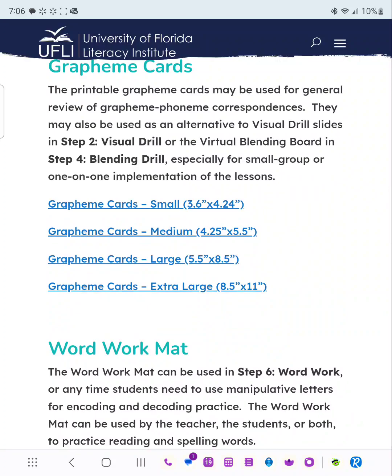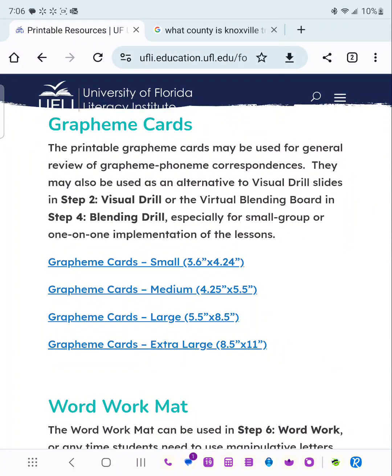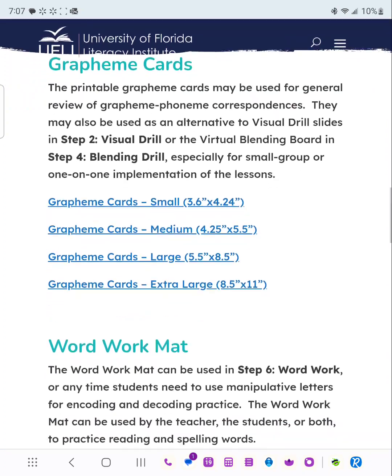I want you to learn two things: the word grapheme and the word phoneme. Grapheme is the written form of a letter. The phoneme is the oral and audible sound that the letters make.